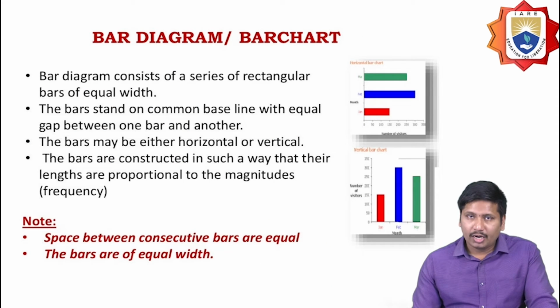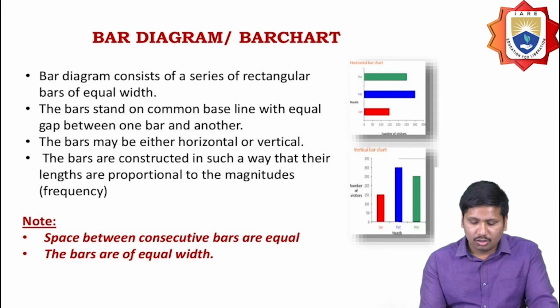And the next one is the bar diagram. A bar diagram consists of a series of rectangular bars of equal width, right? And the bars stand on a common baseline with equal gap from one bar to another bar. And the bars may be either horizontal or vertical.